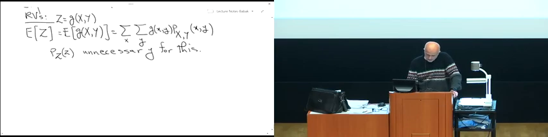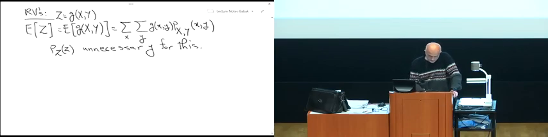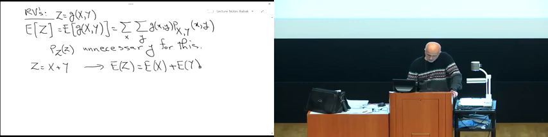Okay? Let's see if we can... So, then if I have two random variables that are... The simplest function, of course, is a linear function. We already know that E of z is what? E of x plus E of y. But what about the variance of z?